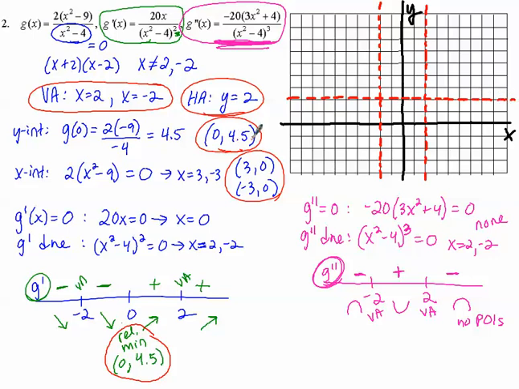Okay, so we have our asymptotes. The y-intercept is (0, 4.5). 1, 2, 3, 4.5. There's the y-intercept. The x-intercepts are (3, 0) and (-3, 0). And the relative min is the y-intercept. So this is a relative min. So I'm going to write that up here so it helps me guide my graph. Then I'm going to try to connect the points in a smooth curve.